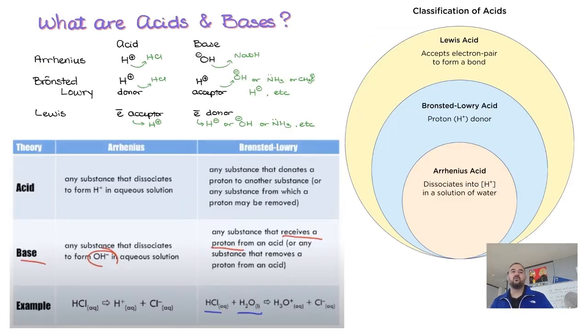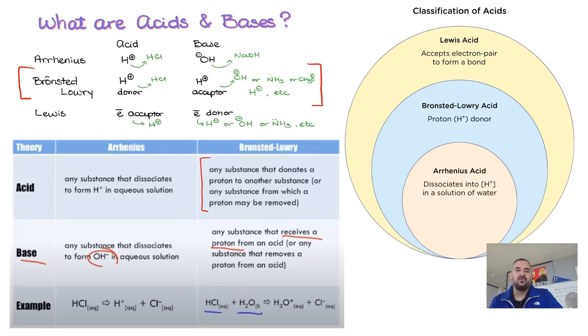So the next definition we're going to need to learn is Bronsted and Lowry. Bronsted and Lowry is just another couple of scientists who also worked with acids and bases. Bronsted and Lowry's definition of an acid, and this is what you're going to write down: any substance that donates a proton to another substance.